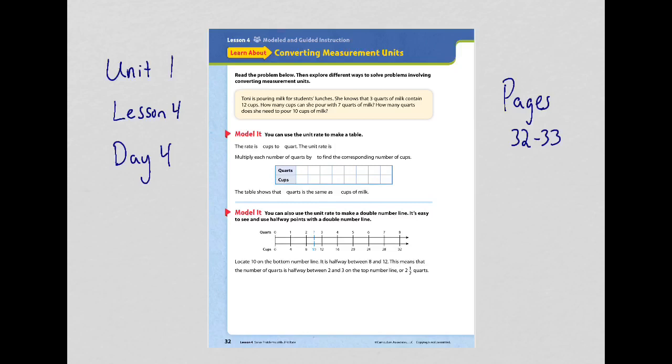In lesson 4, day 2, we looked at finding unit rate to solve different rate and ratio problems using tables and number lines. In yesterday's lesson, day 3, we used rates and ratios to look at constant speed. Today we're going to use rates and ratios to talk about converting measurement units. You'll notice that a lot of the strategies are going to be the same.